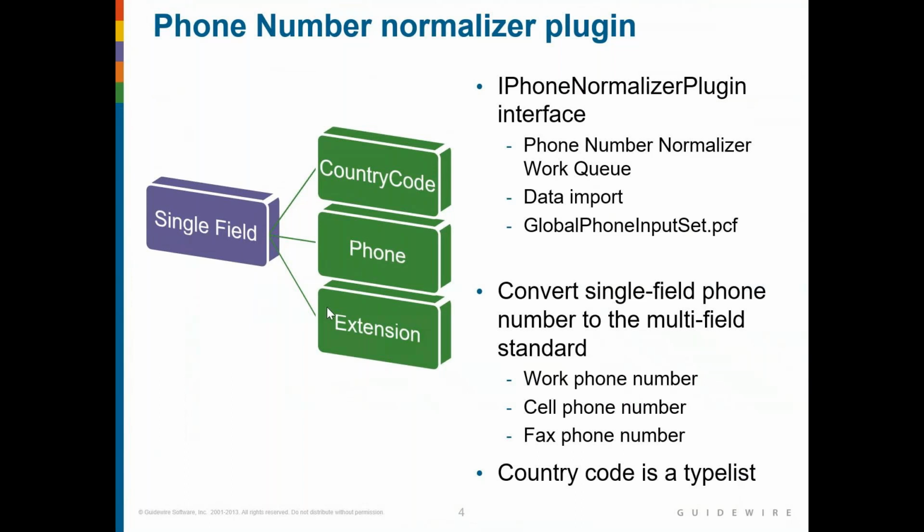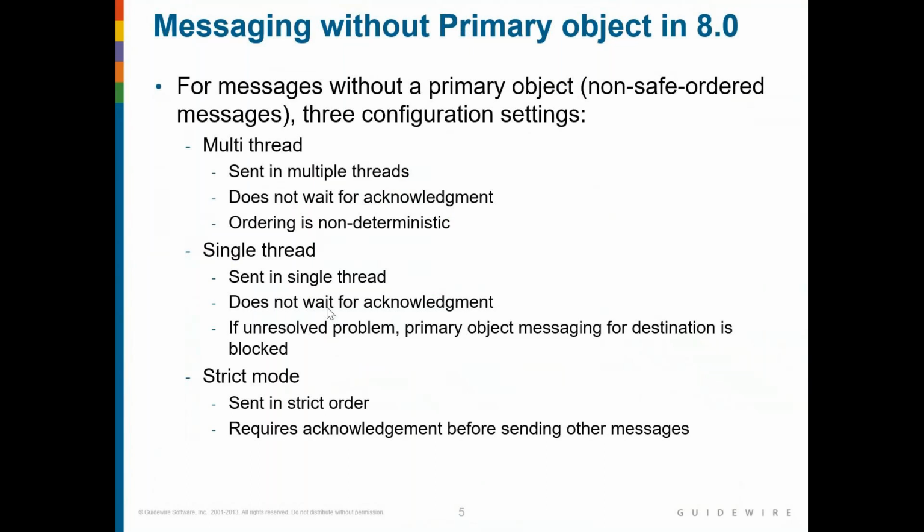Oh, okay. So they are giving you the work queue, they are giving you data import, they are giving you the country code type list. All these are already inbuilt. You don't need to design anything. Just use it wherever your business needs are there. You can fit it in your business requirement accordingly. Okay. That's how it works. Is it good? Can we proceed? Yeah. Okay. So messaging without primary object in version 8.